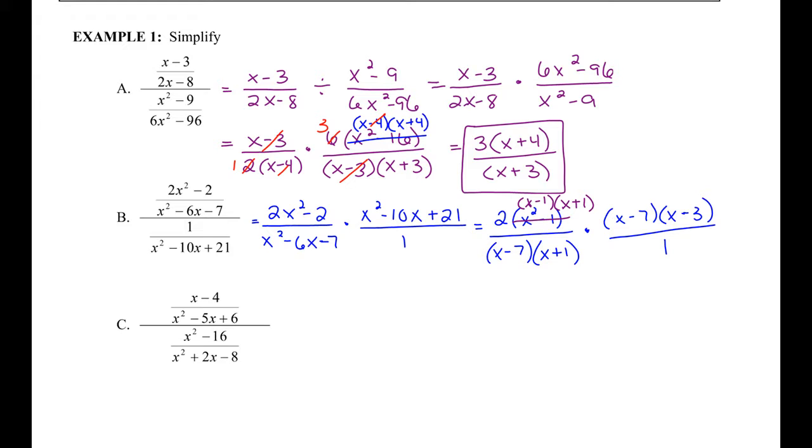So I can cross off an x plus 1 in both the numerator and denominator and an x minus 7 in both the numerator and denominator. So I'm left with a 2, x minus 1, and x minus 3. Please look at example C on your own. We will talk about it in class.